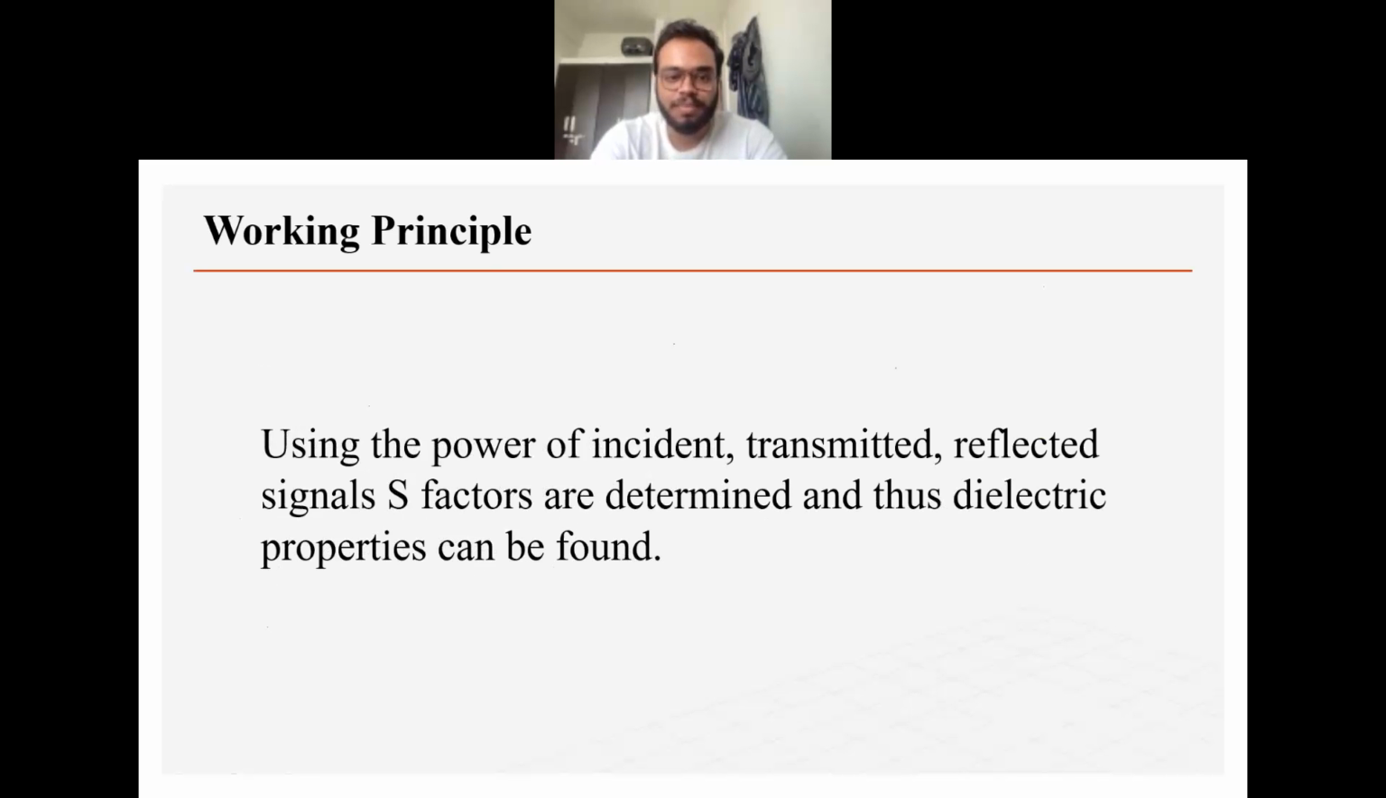So this is the basic working principle of a vector network analyzer. We use the power of incident, transmitted and reflected signals, and we determine the S parameters, and thus the dielectric properties are found. So this is how the vector network analyzer works.